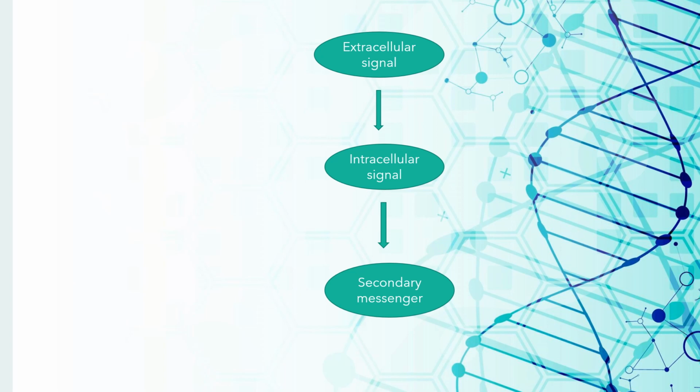So in your first video, if you remember, we talked about how an extracellular signal from outside the cell leads to production of the intracellular signals, and ultimately it generates the secondary messengers.